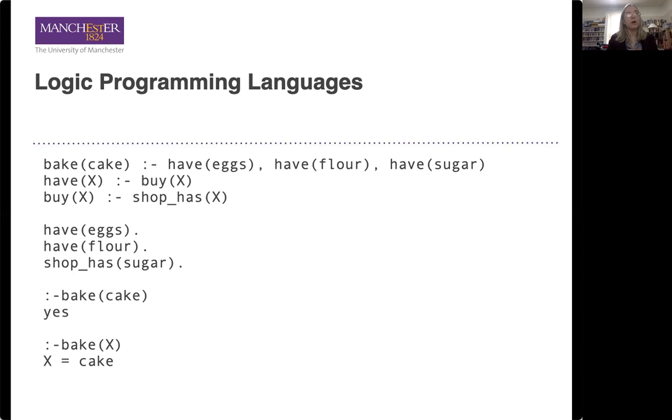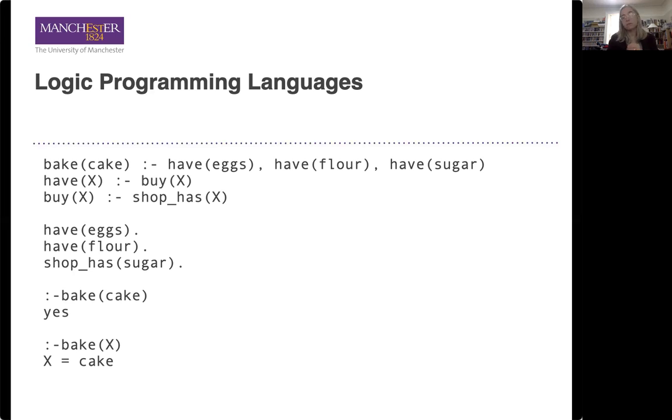So this is some Prolog. At the top, we've got three Prolog rules. One says, I can bake a cake if I have eggs, flour, and sugar. You can see that in logic, the colon-dash you can imagine is a logical implication arrow, which says if I have eggs, flour, and sugar, that implies I can bake a cake. And the commas, you can imagine as an "and" symbol. Then we have these capital letters, which imply quantification. So these are variables. So if I have X, I have X if I can buy X, and I can buy X if the shop has X.